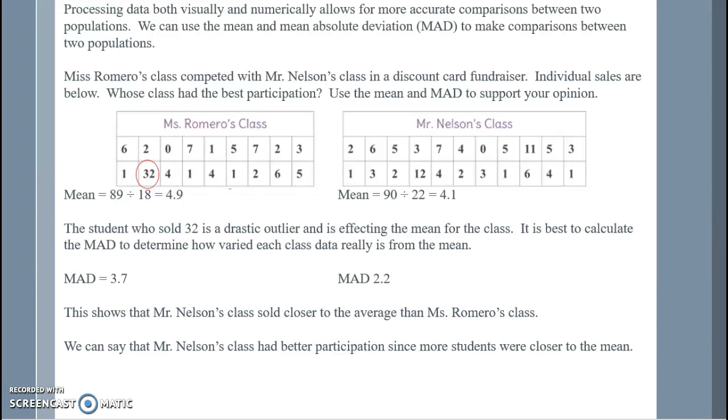Therefore, we can say that Mr. Nelson's class had better participation since more students were closer to the mean.